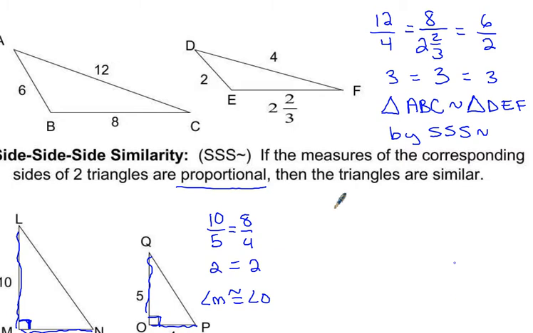Because that included angle is congruent and the two sides are proportional, I can say these triangles are similar. And I'm going to say it a little differently. Let's say NLM.